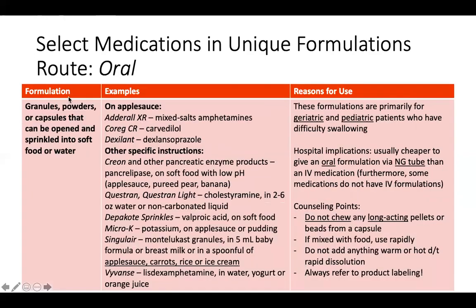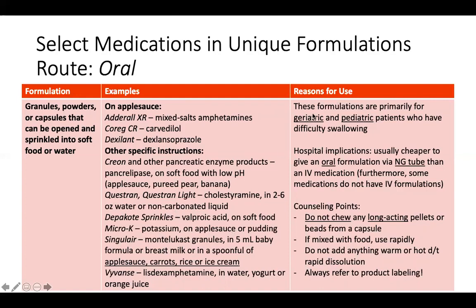All right, some more formulations for the oral route. Granules, powders, or capsules that can be opened and sprinkled into soft food or water. A lot of these have some really special instructions. For Creon and other pancreatic enzyme products, I wanted to point out, it says soft food with a low pH: applesauce, pureed pear, banana. Some of them say non-carbonated liquid. Some of them say pudding, a spoonful of applesauce, carrots, rice, or ice cream. So you have to look at the package insert for some of these. They're a little bit different.